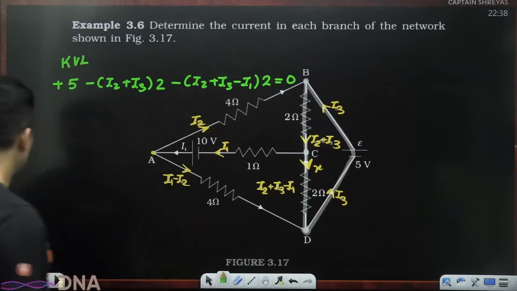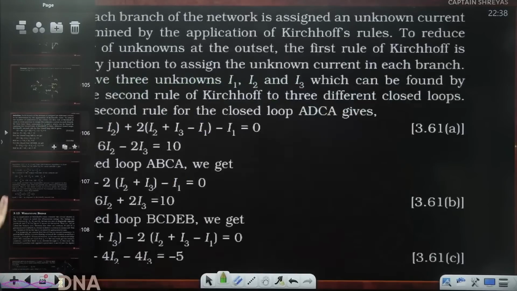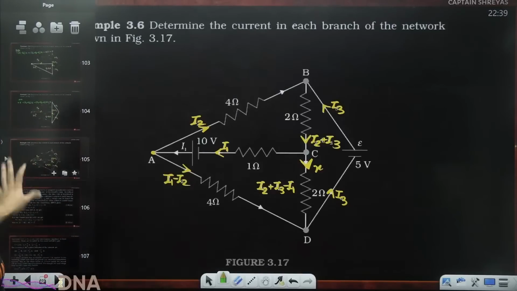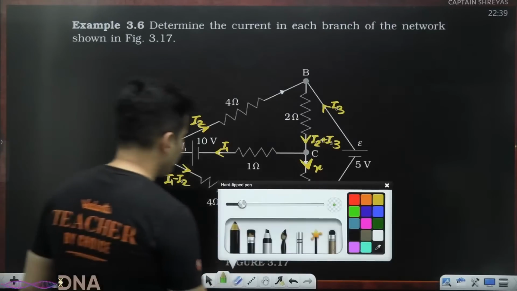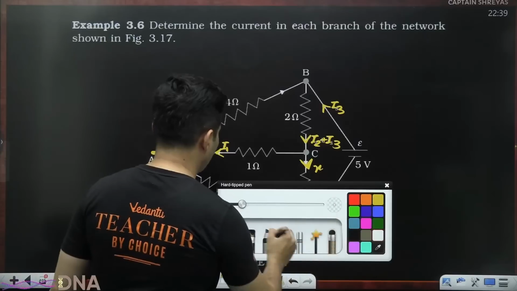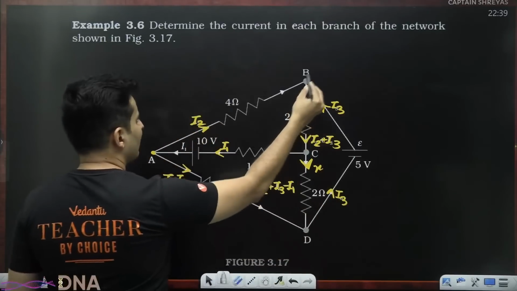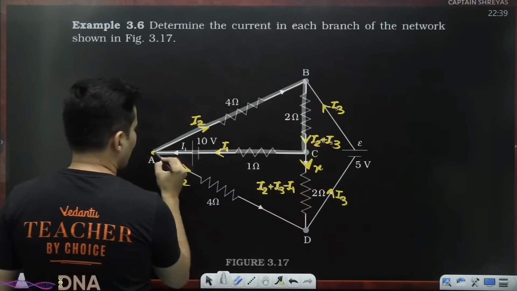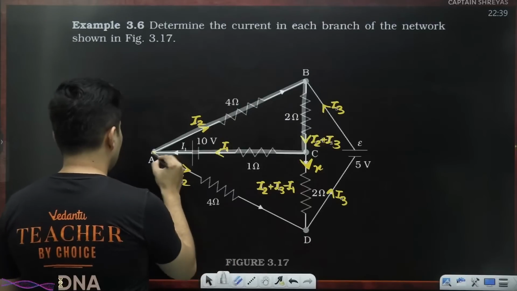So they have just written down the equations and solved it, and you get the answers. That is not the point over here. Main thing is, are you able to apply Kirchhoff's law or not? So even let's see if you can write it down for another loop. Maybe you go like this, starting from point A.